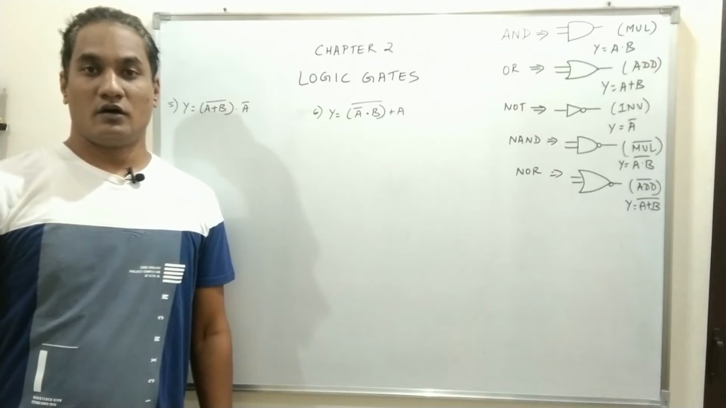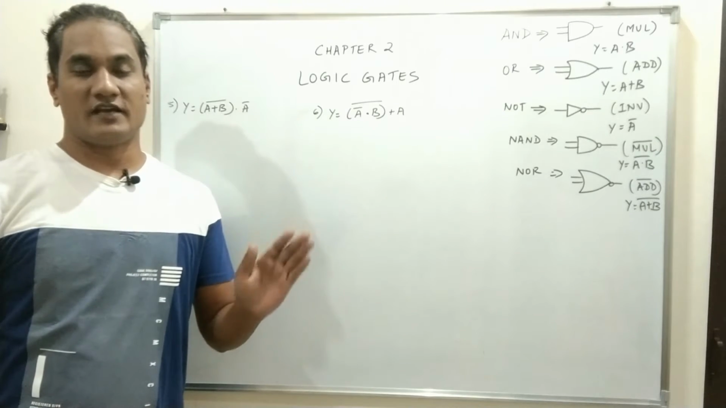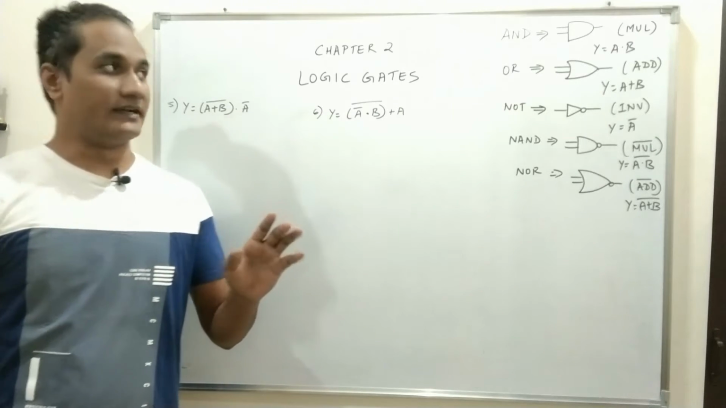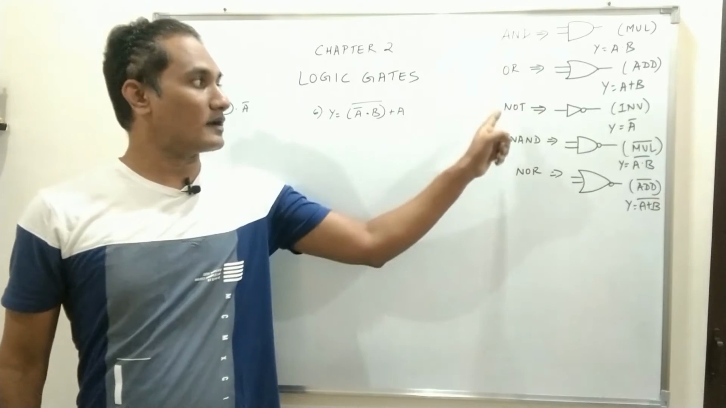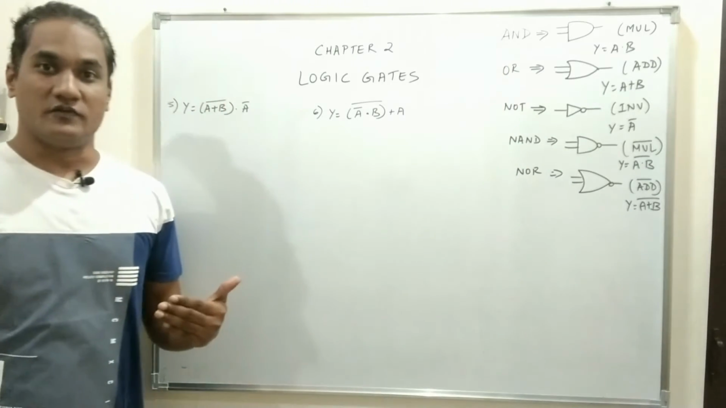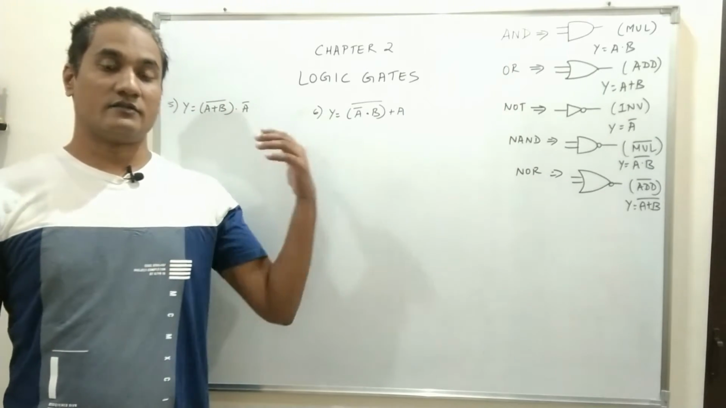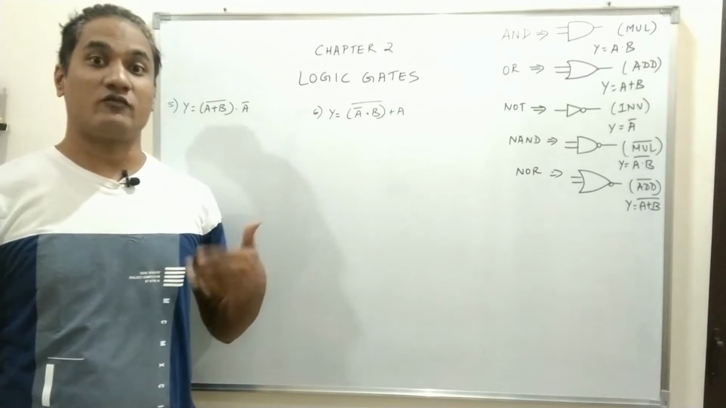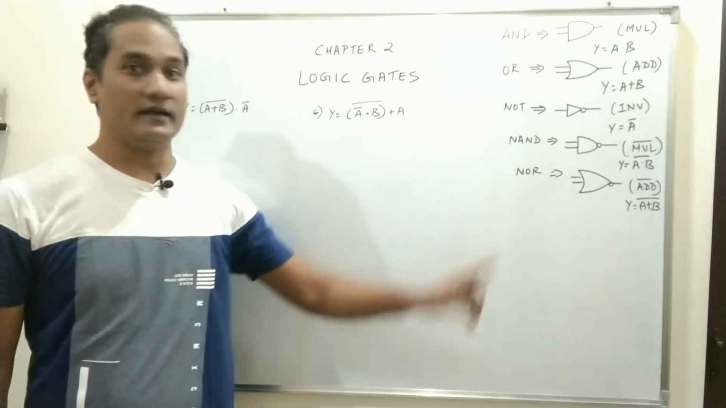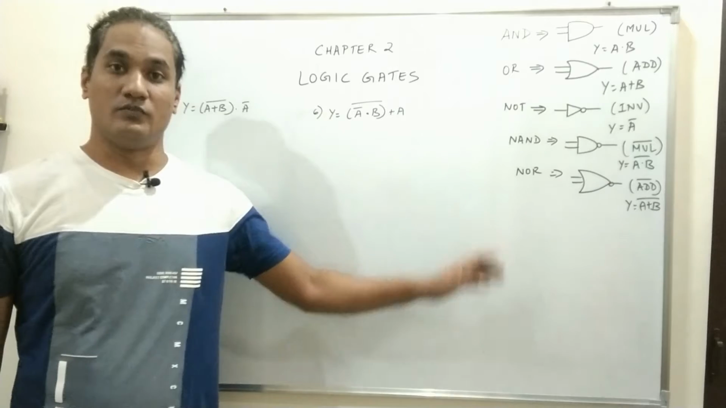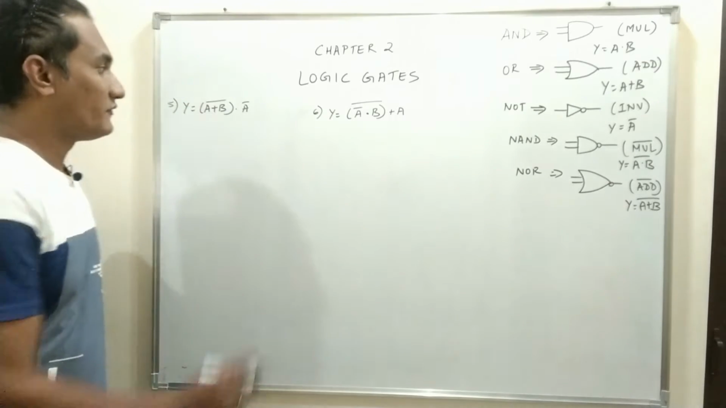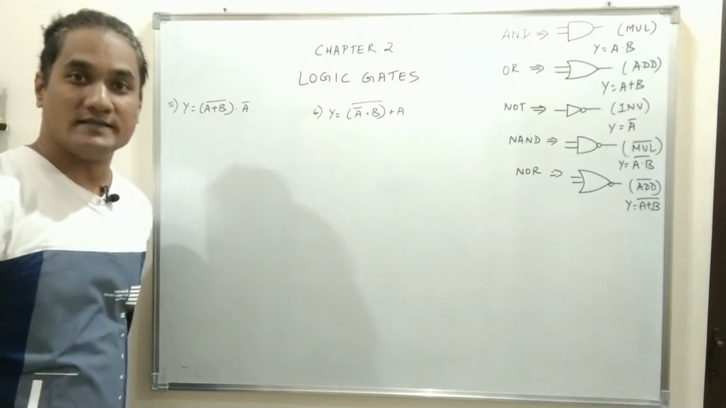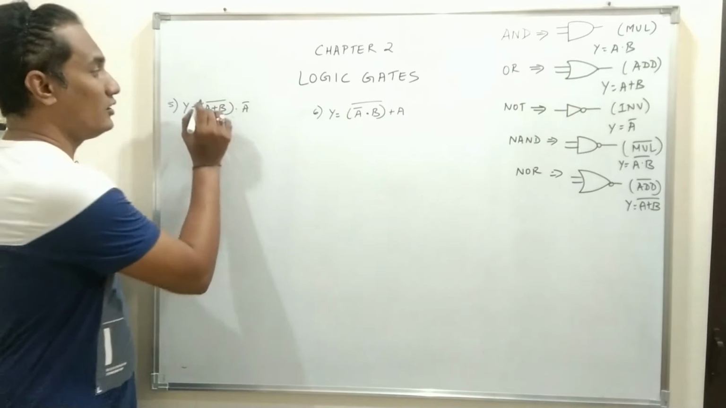Until now, in all the examples, we have used only the basic gates, the first three gates: AND, OR, NOT. Now onwards, we will try to see the equations where we have to use NAND gate and NOR gate. That means derived gates also. So in the first example, we have y is equal to (a plus b) whole bar.